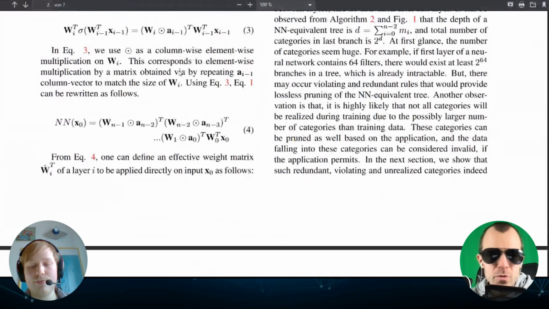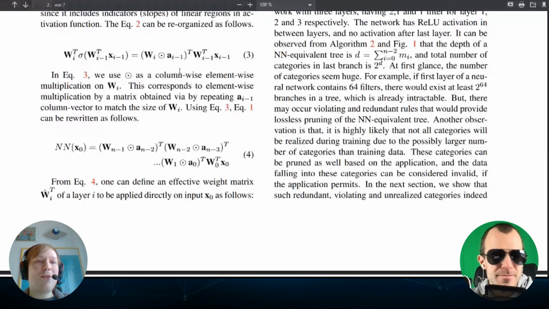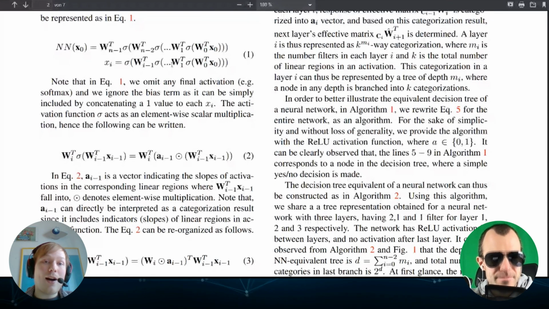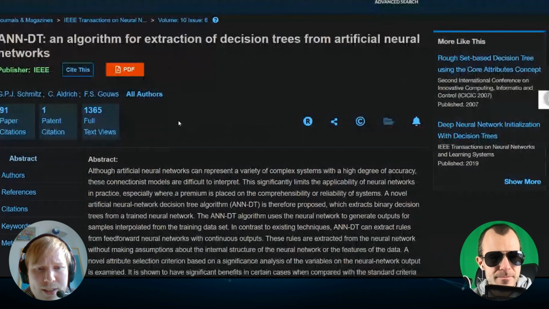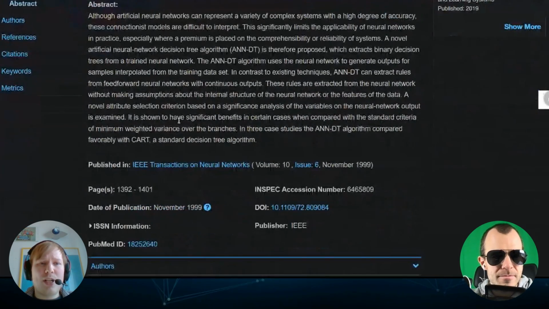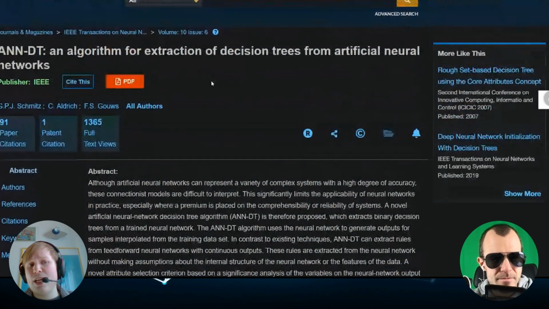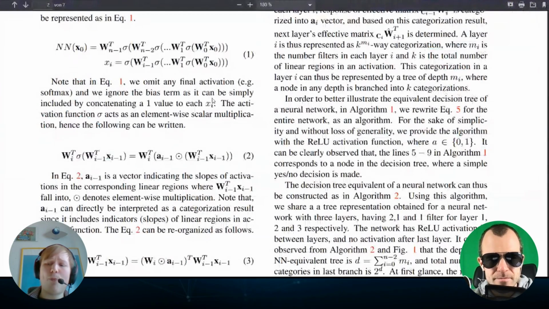Is it new or unknown? No. So there are multiple things to that. One is there are already papers in the past which did that. So for example, this paper I think is from 1999. Yeah, November 1999. They also showed an algorithm for extraction of decision trees from artificial neural networks. So this is known.